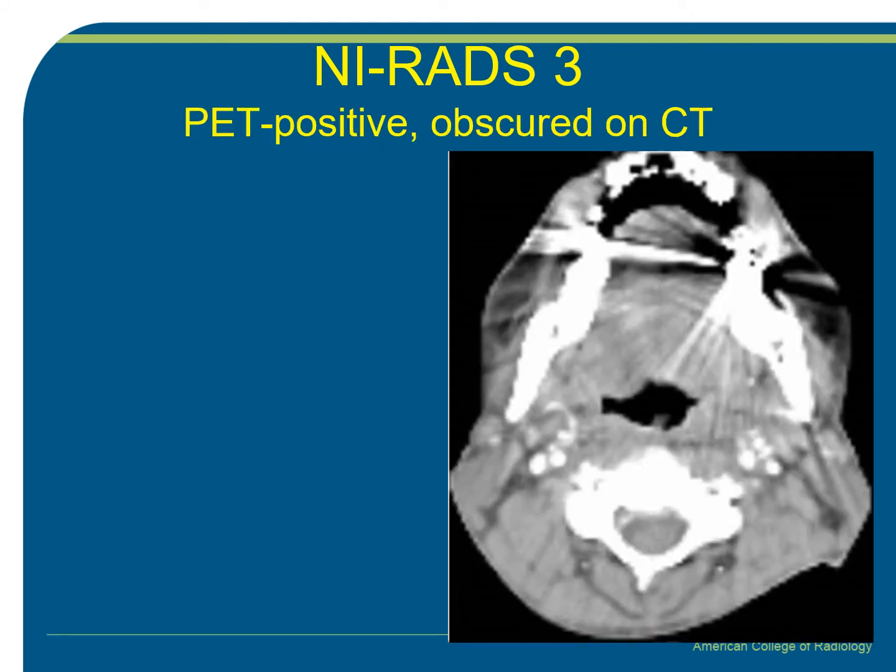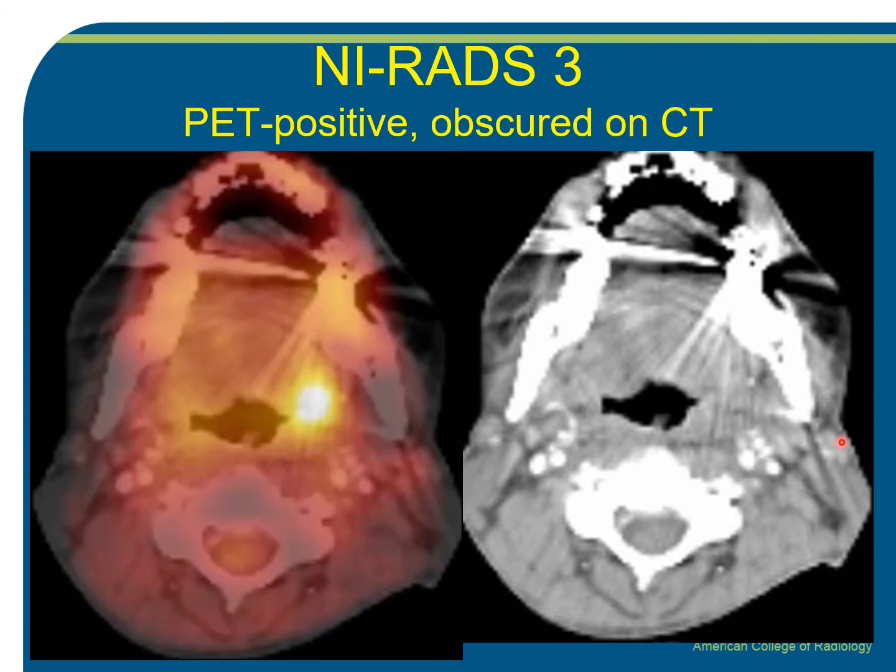Okay, I just showed you a situation where the CT drove the decision making. Now I want to show you an example where PET drives the decision making. Here's a situation where the area of interest is obscured by streak artifact from the dental amalgam. But once you pull the PET out, it's really obvious where the recurrent primary tumor is. Even in retrospect, I really can't see it on the CT, but PET wins the day. This is very concerning and gets a NI-RADS 3.